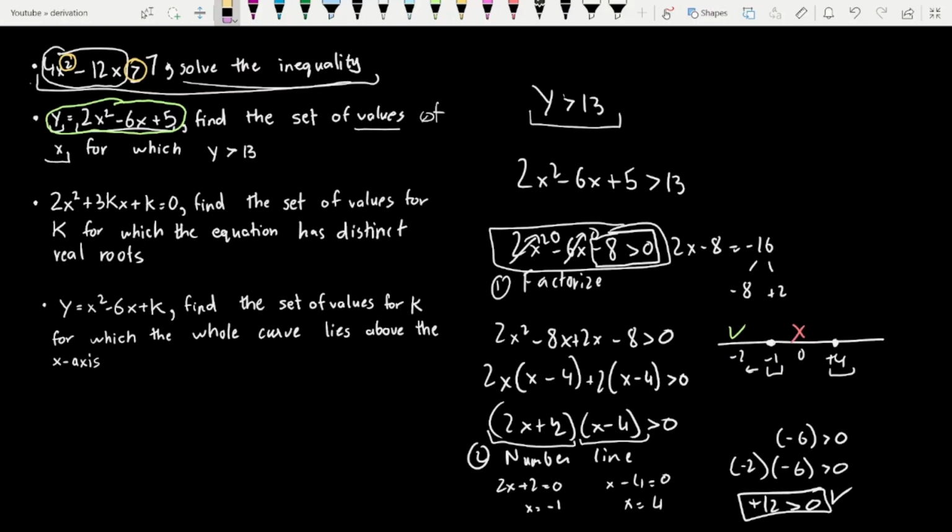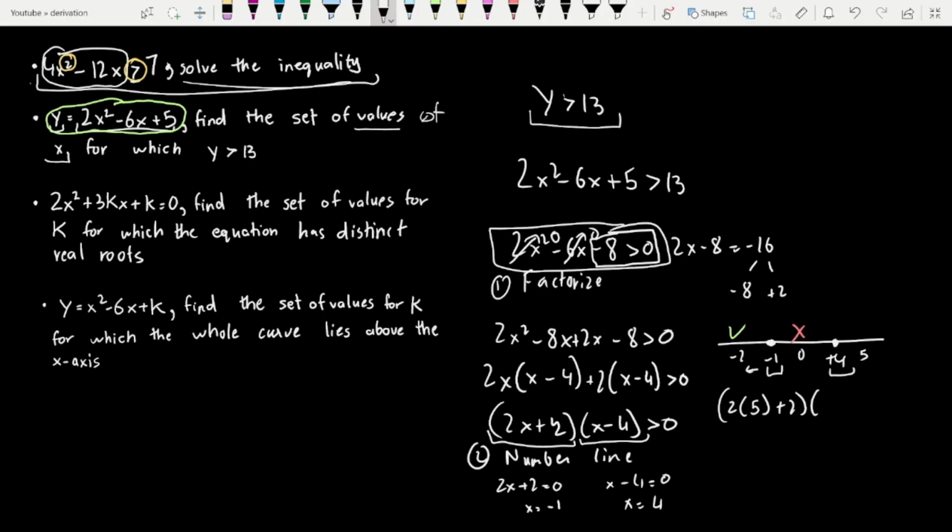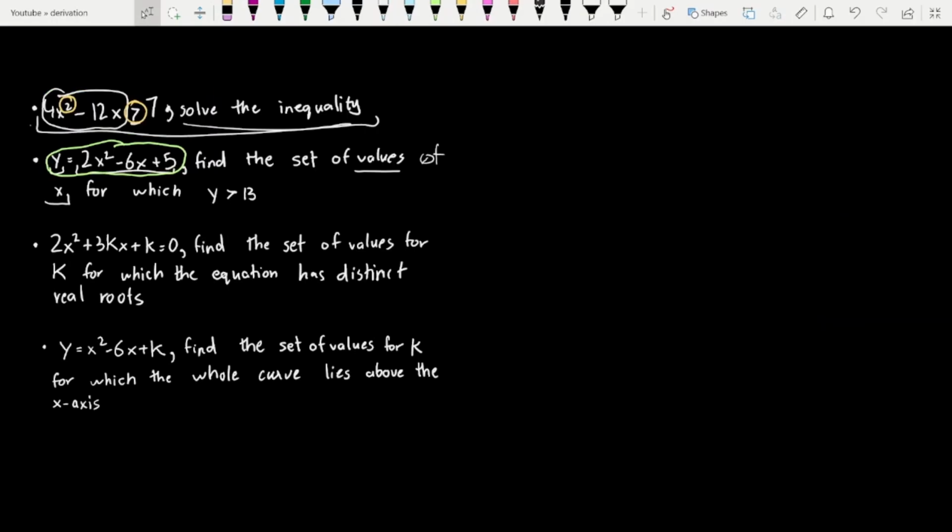And then we do the same step for that third section over there. And let's say we pick a value, let's call it 5. Put that in the factorized form. We get 1 from here, and then we get 12 from here. So 12 is greater than 0, this is true. We put a check mark on here, and the two values we get are going to be x is smaller than negative 1, and x is greater than positive 4.